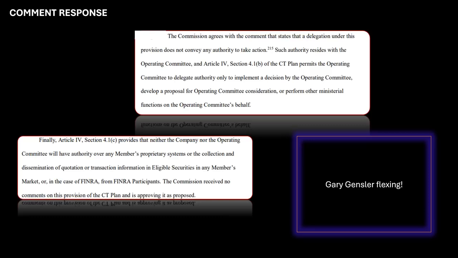Finally, Article 4, Section 4.1c provides that neither the company nor the operating committee will have authority over any member's proprietary systems or the collection and dissemination of quotation or transaction information in eligible securities in any member's market or, in the case of FINRA, from FINRA's participants. The Commission received no comments on this provision of the CT plan and is approving it as proposed.